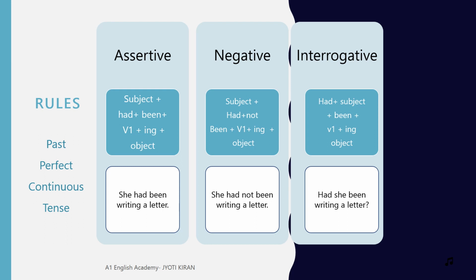For negative, we use not with had. She had not been writing a letter. And for interrogative, we use had at the first place, then subject, then been, then first form of verb with ing plus object. Had she been writing a letter? You can pause the video and note down the rules.